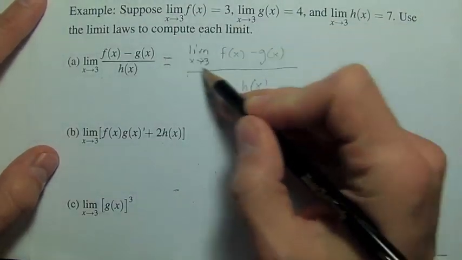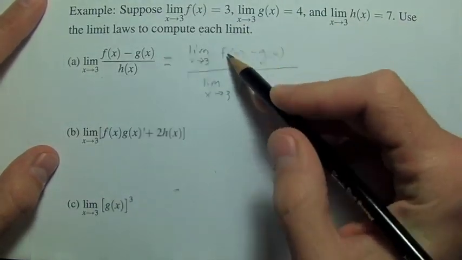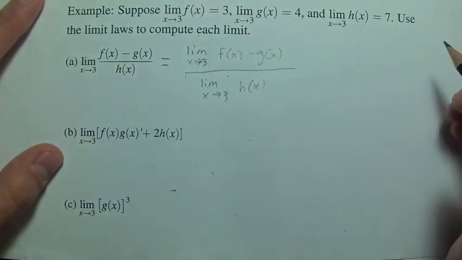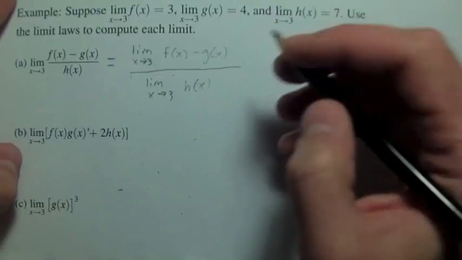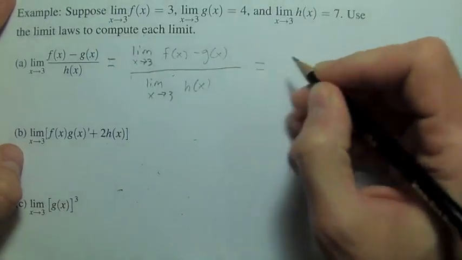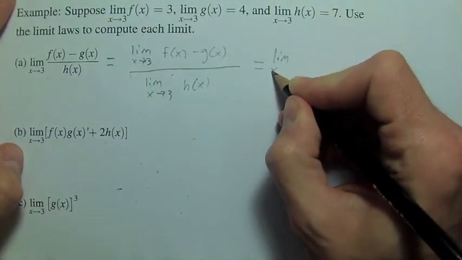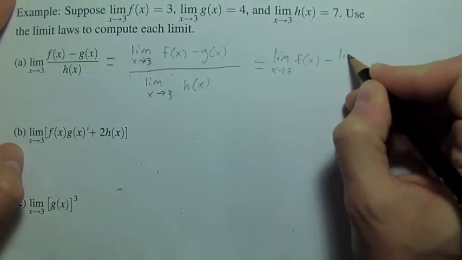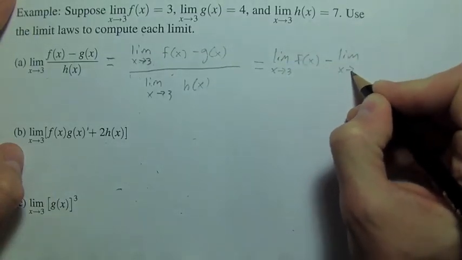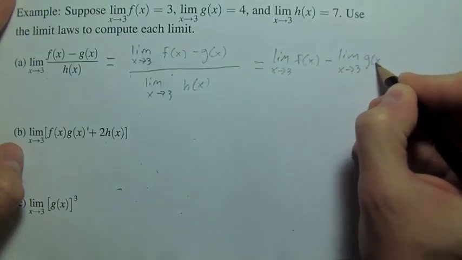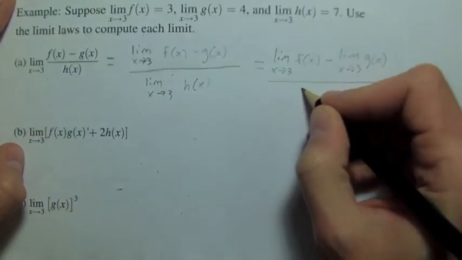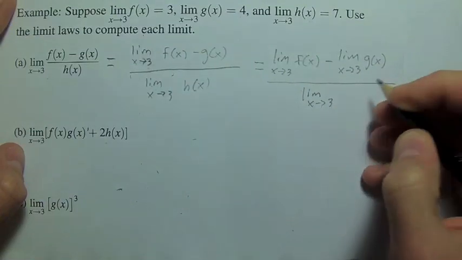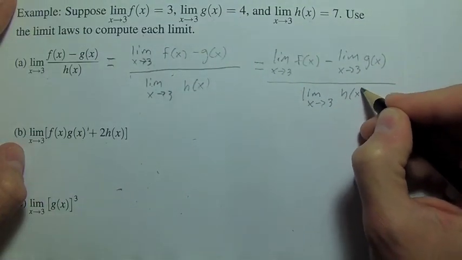now up top I actually have a difference. I have the limit as x goes to 3 of f of x minus g of x, and there I can say that that will be the limit as x goes to 3 of f of x minus the limit as x goes to 3 of g of x. And this is still all over the limit as x goes to 3 of h of x.